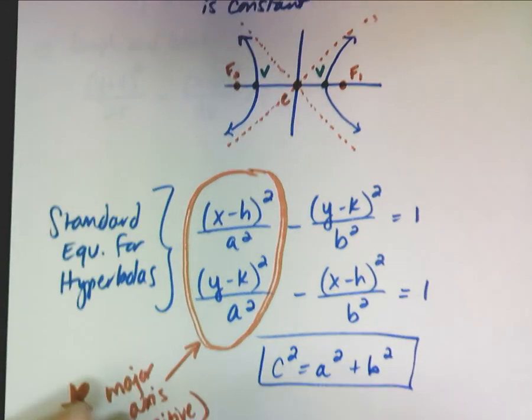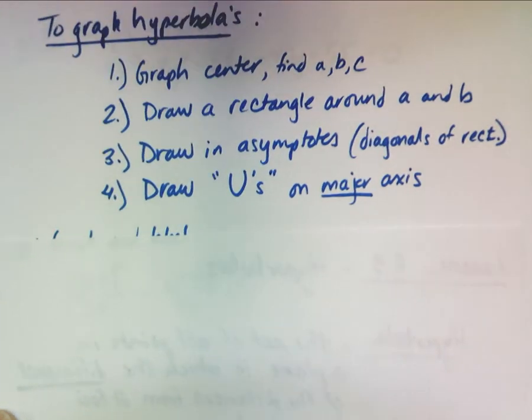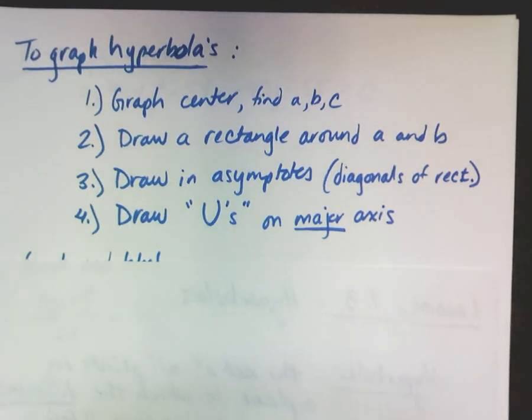All right, just before we start to graph, I want you to write this down. This is what we're going to be doing today. How to graph hyperbolas. First thing I want you to find is your center. Obviously, that's always a good place to start. And then we're going to find our A, our B, and our C.